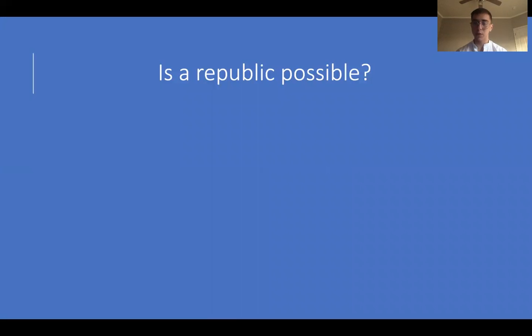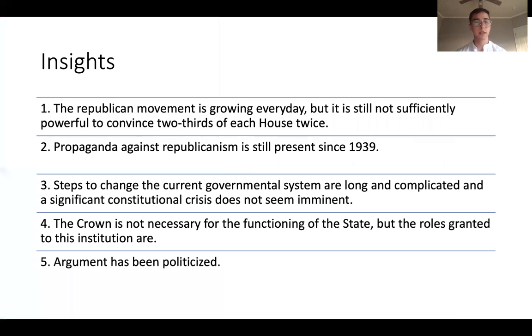So is a republic possible? The answer is yes, but not at the moment. The Republican movement is growing every day, but it is not strong enough to convince 2/3 of each house twice. Another key point that I want to point out is that propaganda against republicanism has been present since 1939, since the end of the Second Republic and Civil War. During Franco's mandate, a lot of propaganda was pushed to show how a third republic would be horrible for Spain.